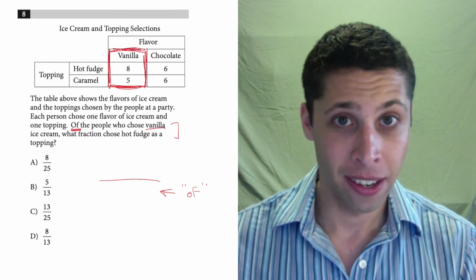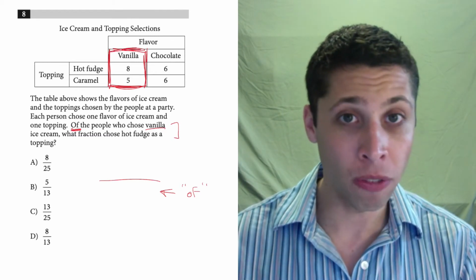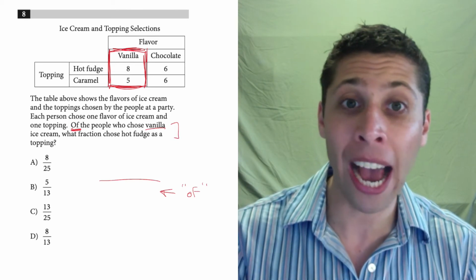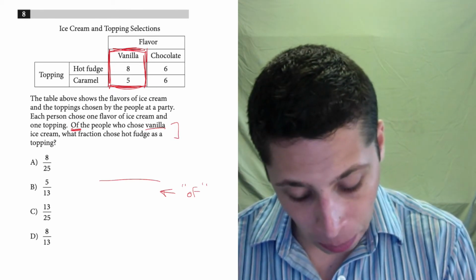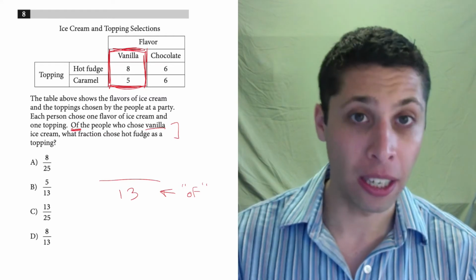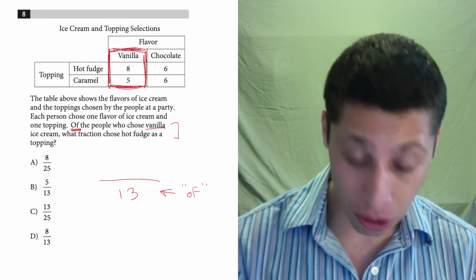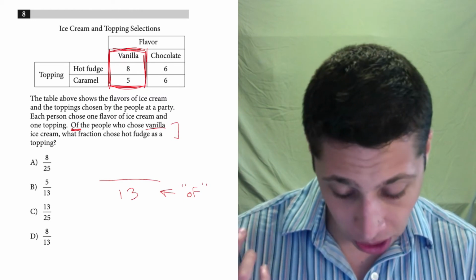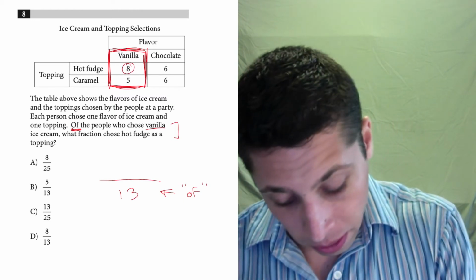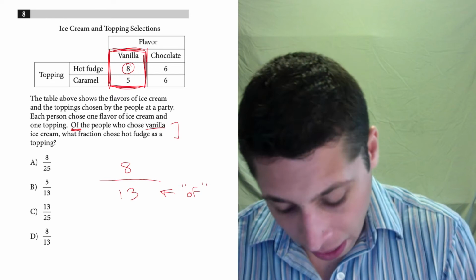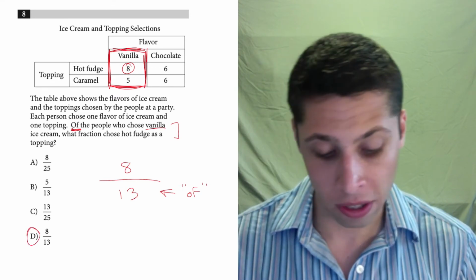That's it. So how many people chose vanilla? How many people are we choosing out of? That would be 8 plus 5, which is 13. And then of the people who chose vanilla, of those 13, what fraction chose hot fudge as a topping? Well, that's 8. So 8 out of 13 is choice D.